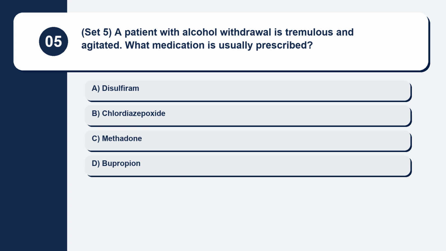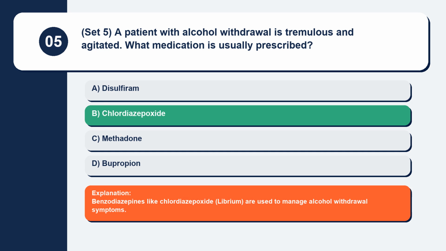Question 5. Set 5. A patient with alcohol withdrawal is tremulous and agitated. What medication is usually prescribed? Disulfiram, chlordiazepoxide, methadone, bupropion. Benzodiazepines like chlordiazepoxide, Librium, are used to manage alcohol withdrawal symptoms.